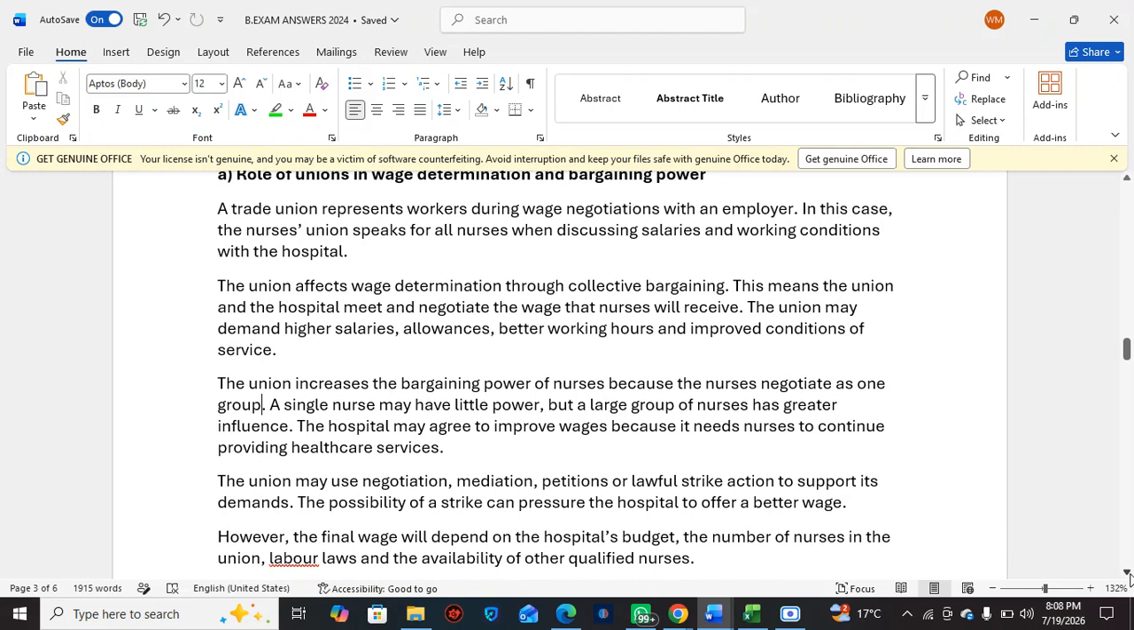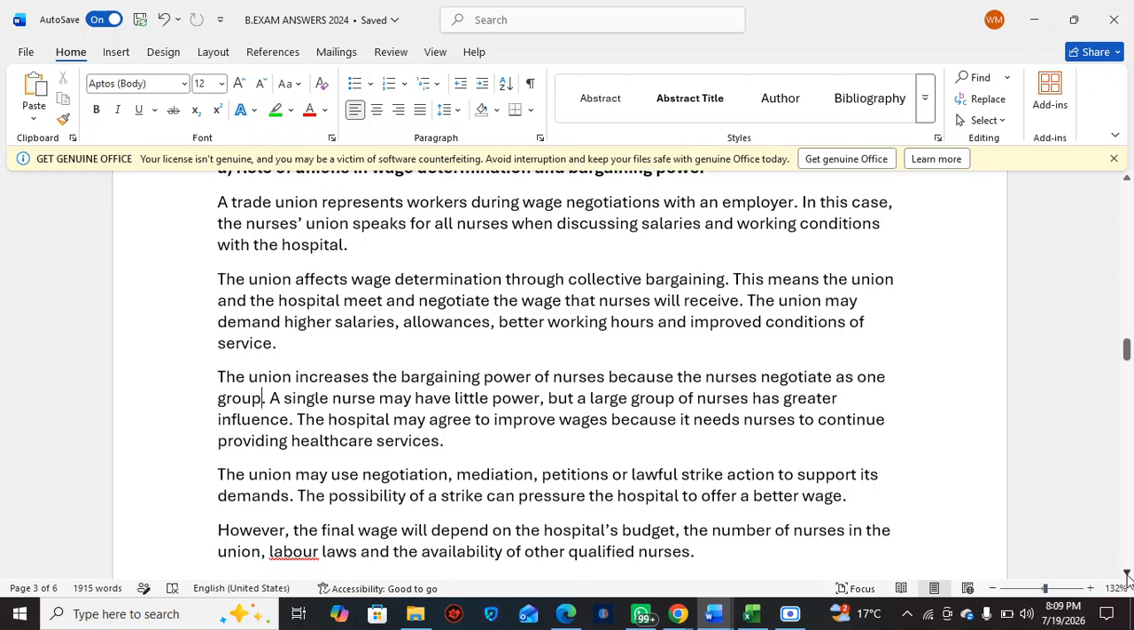So this is where their bargaining power is coming in. They are doing this as a group and they know they're a very essential part of the organization. In this case, the nurses are a very essential part of the hospital. So, as a group, if their demands are not met, the hospital is in big trouble. So that's why the hospital usually will have to listen to the trade unions.